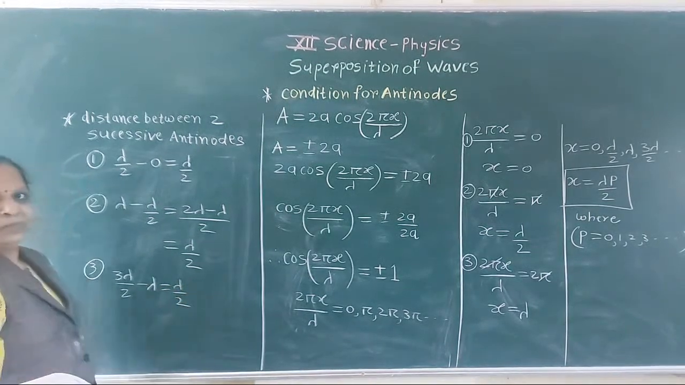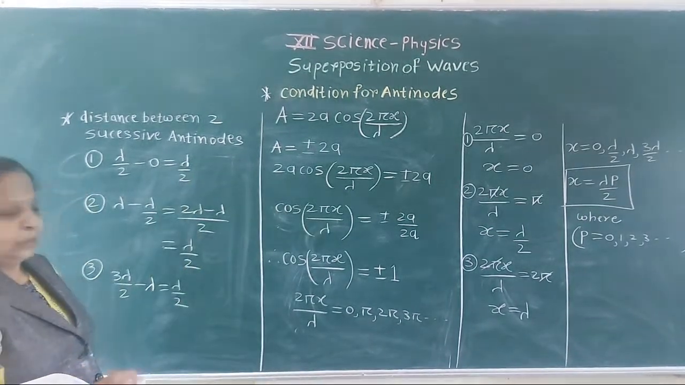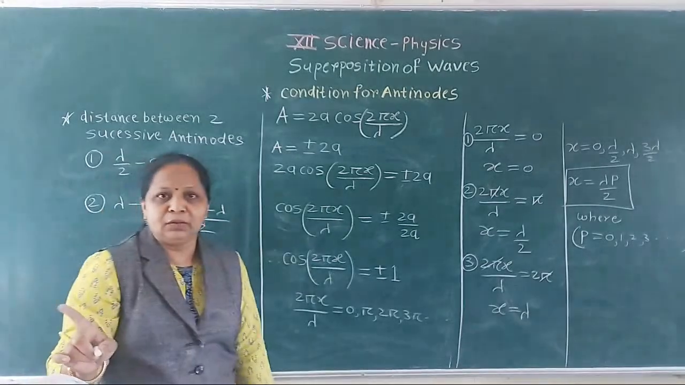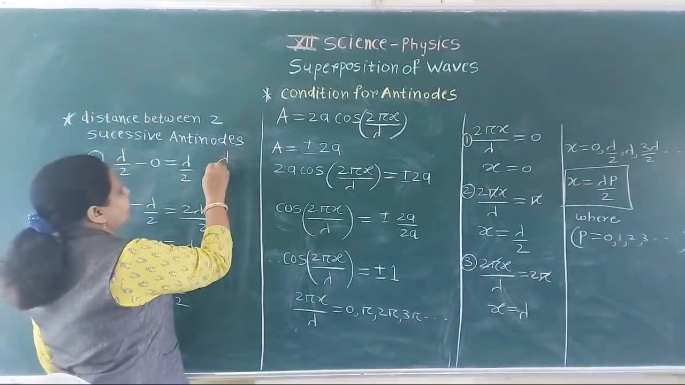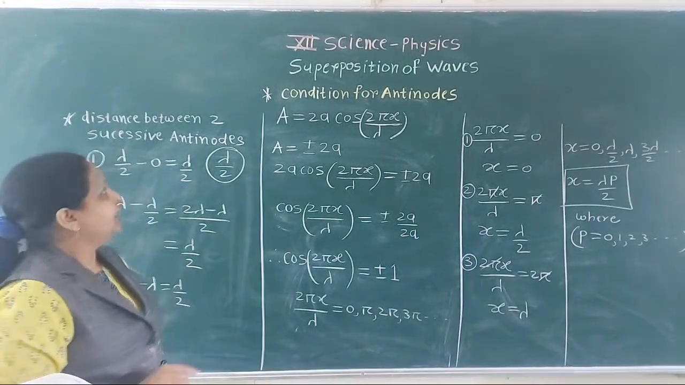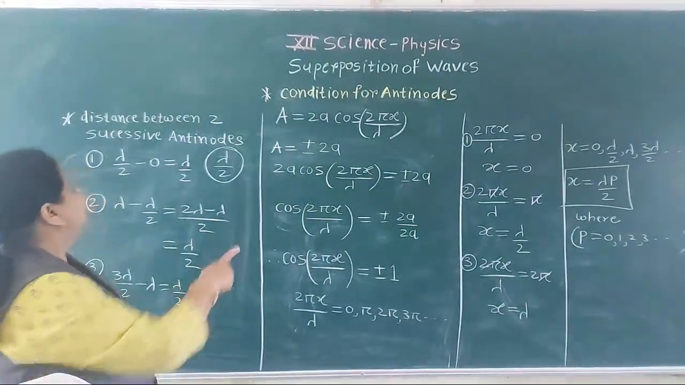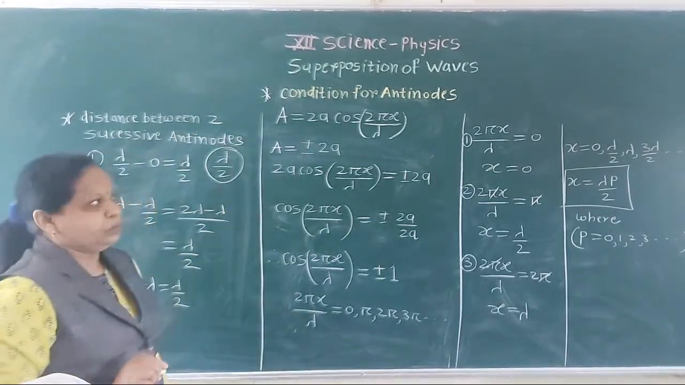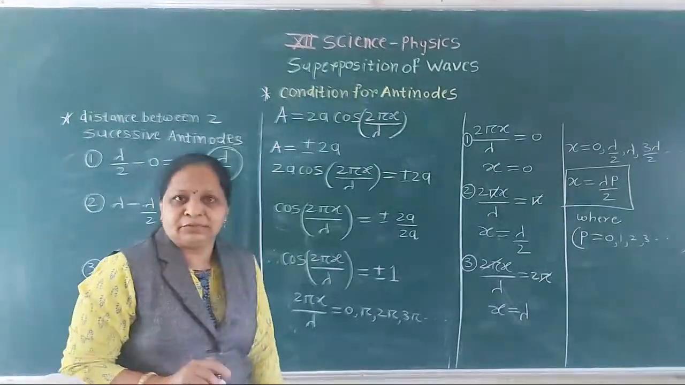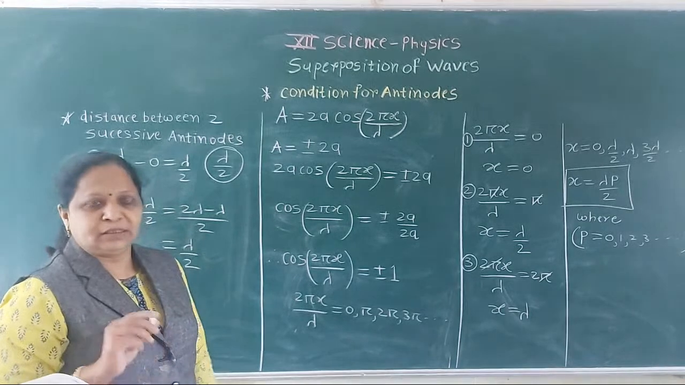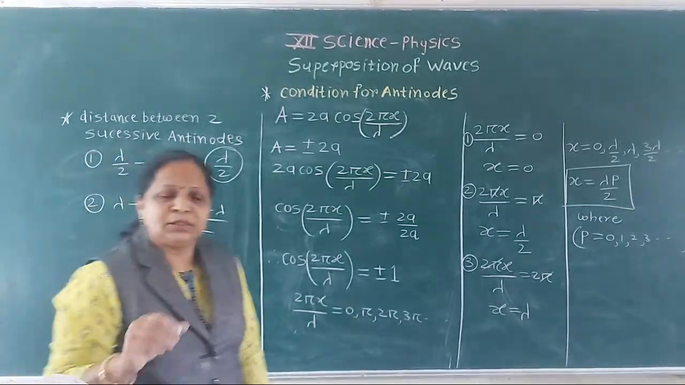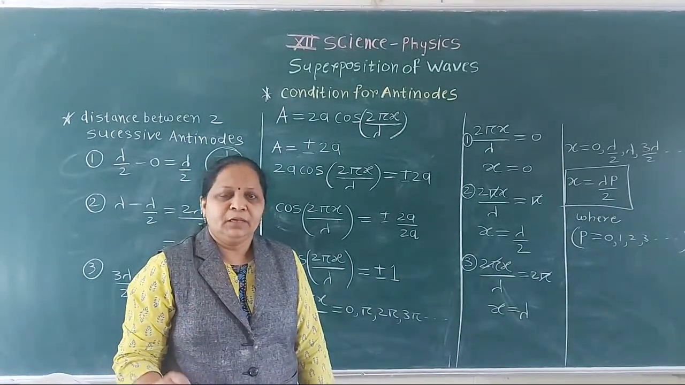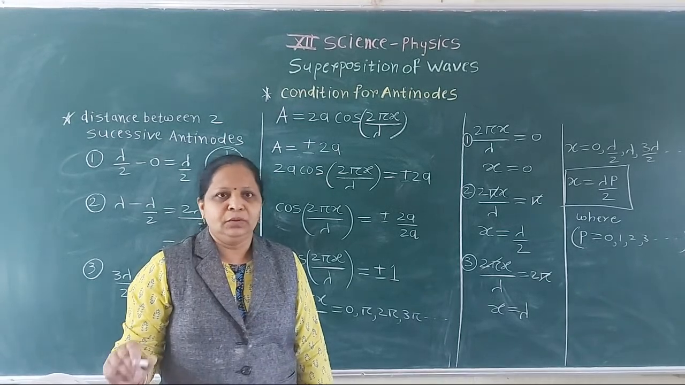lambda by 2. So we get the same value, lambda by 2. Therefore, the distance between two successive antinodes is lambda by 2. Again, in the first condition, we get the distance between two successive nodes, which is also lambda by 2. So here we discuss the condition for nodes and antinodes. So what is the conclusion? The distance between two successive nodes is equal to lambda by 2. Also, the distance between two successive antinodes is equal to lambda by 2.